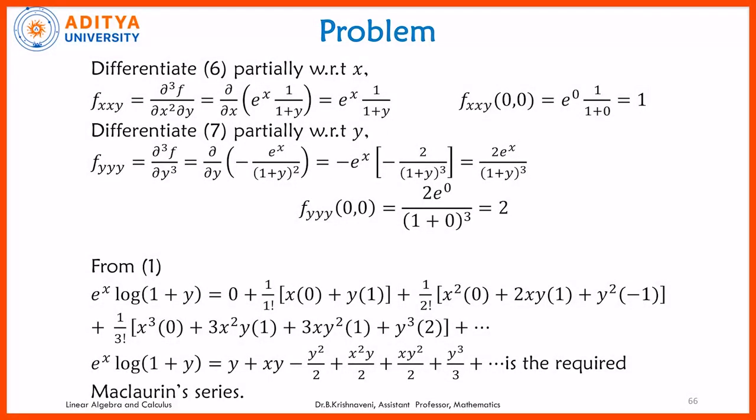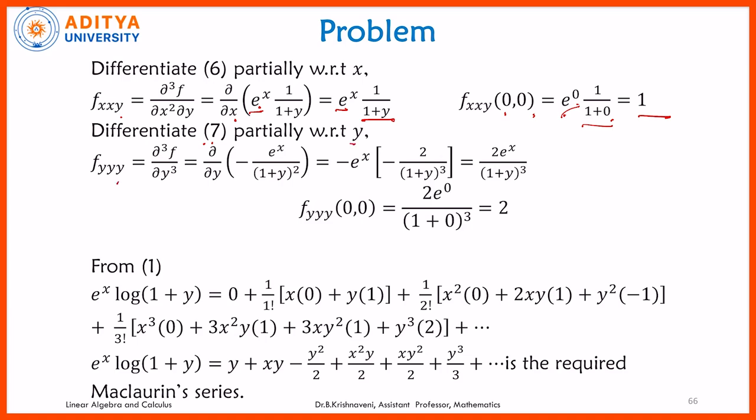Next partial derivative in third order is fxxy, which is ∂³f/∂x²∂y, which gives ∂/∂x of ∂²f/∂x∂y, which is e^x into 1/(1+y). Now with respect to x, the e^x derivative is e^x, and 1/(1+y) is constant. Find the value at (0,0). Taking x=0 and y=0, you get e^0 into 1/(1+0), which is equal to 1.